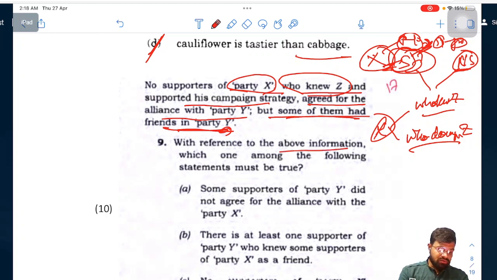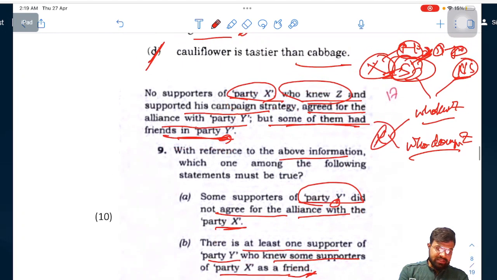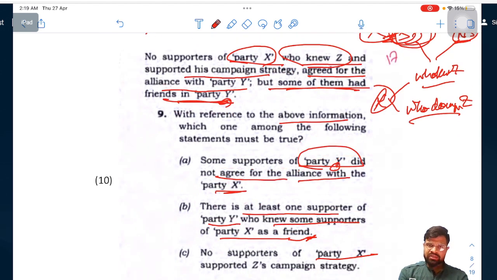Now, with reference to the above information, some supporters of Party Y did not agree for the alliance with Party X. This is not mentioned, so we cannot consider it as true. There is at least one supporter of Party Y who used some supporters of Party X as a friend. Yes, because some supporters of Party X have friends in Y. So this can be considered, let's say it is doubtful.